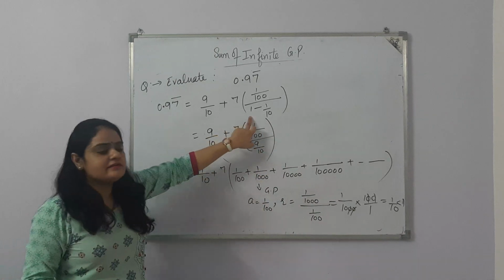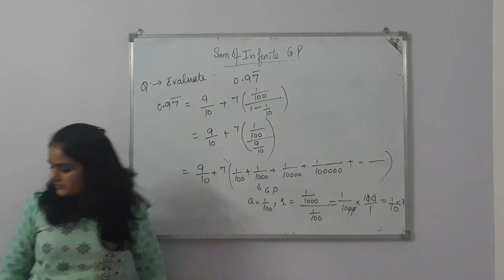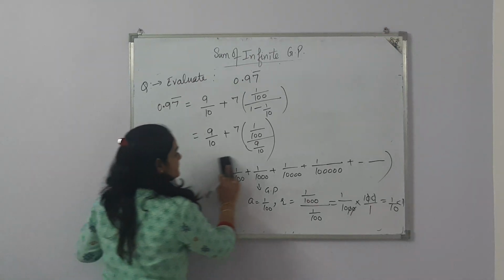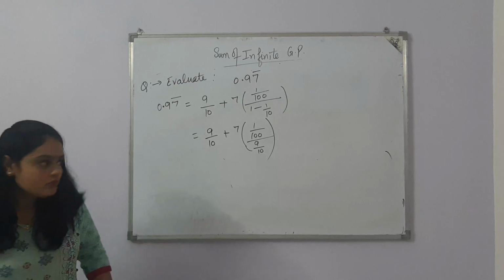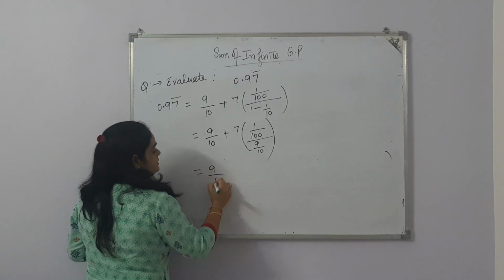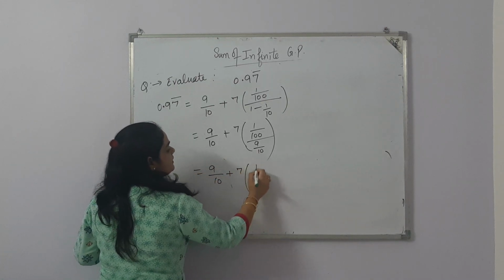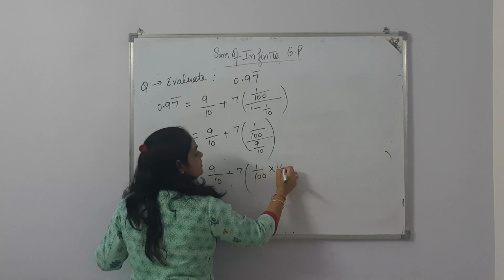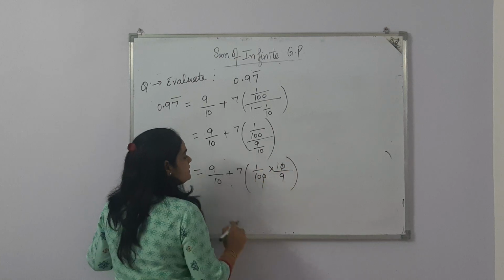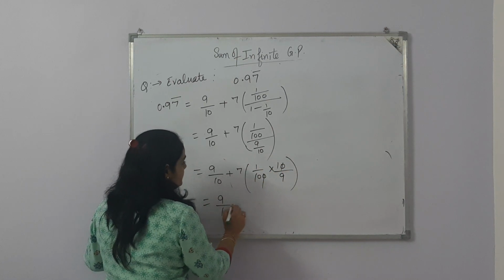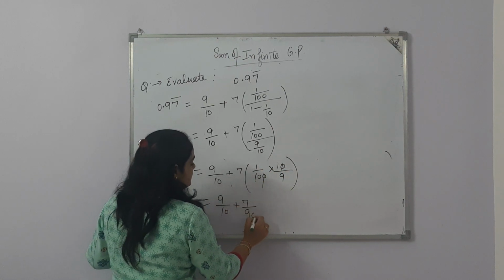After taking LCM, I'll get 9 by 10. So 9 by 10 plus 7 times 1 by 100 into 10 by 9. Reciprocate the denominator. 0 will cut out with 0. So 9 by 10 plus 7 by 90.